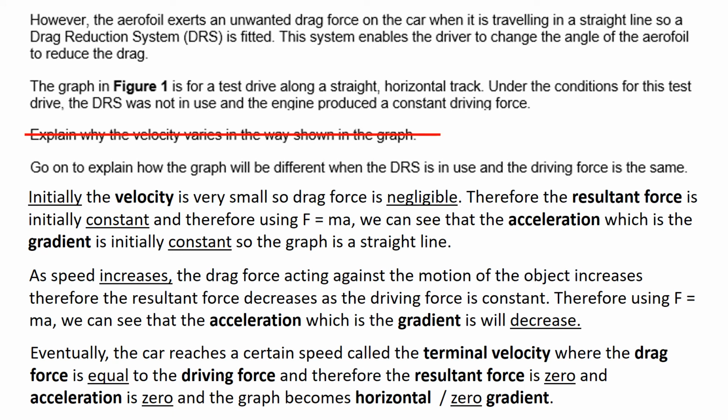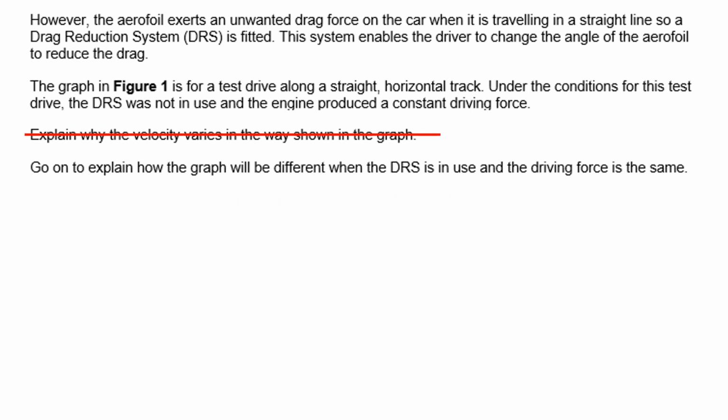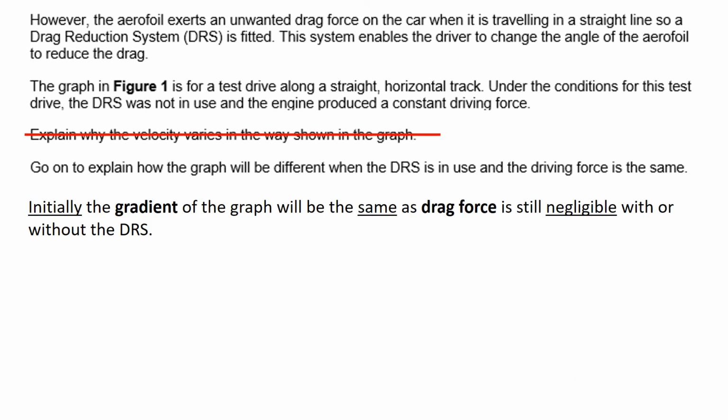The final part will be explaining how the graph is different if we use DRS. The first part of it would not change at all because air resistance is still negligible, so we're still going to have a constant gradient, so we're still going to have a constant acceleration. So the first part isn't going to change.